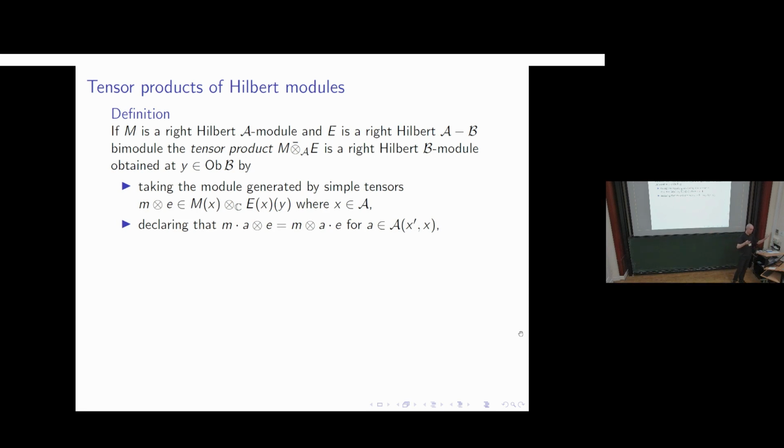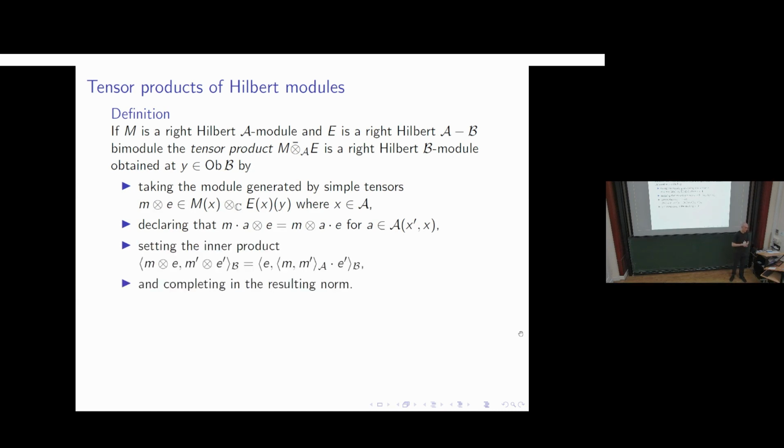Well, of course, if it's supposed to have an inner product valued in B, then we should also explain what that is. The way that you do that, very similar to the algebra case, is you have two of these simple tensors. These guys have an inner product that is valued in A. Then using the bimodule, you can let that act on this thing in the bimodule, and then you take a product valued in B. And that's exactly what you want, because you want to end up with a right Hilbert B module. Okay, and then you need to complete in the resulting norm.